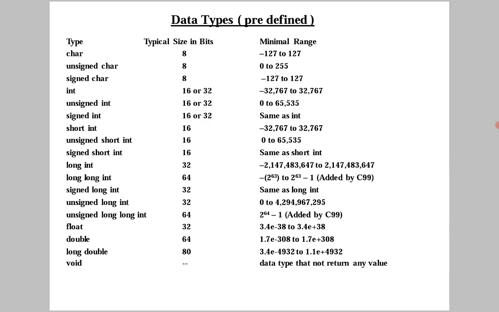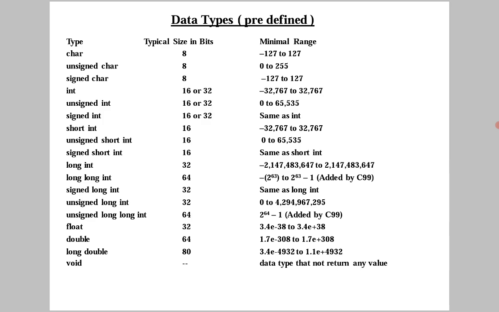Another frequently used data type is void. Void means no return type. Generally void is used whenever a function does not return any value to the main function.